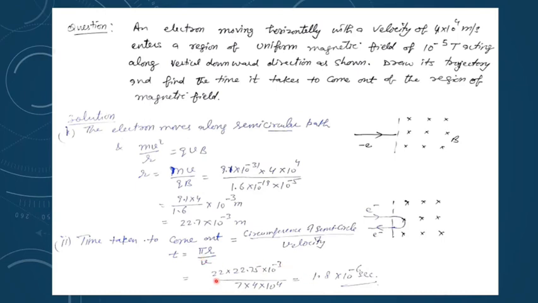Pi is 22/7. R, we have calculated, is 22.7 into 10 to minus 3, and V is given 4 into 10 raised to the power 4. So you can put the values and calculate the answer, which is coming out to be 1.8 into 10 raised to the power minus 6 second. So this way you can come across the questions.